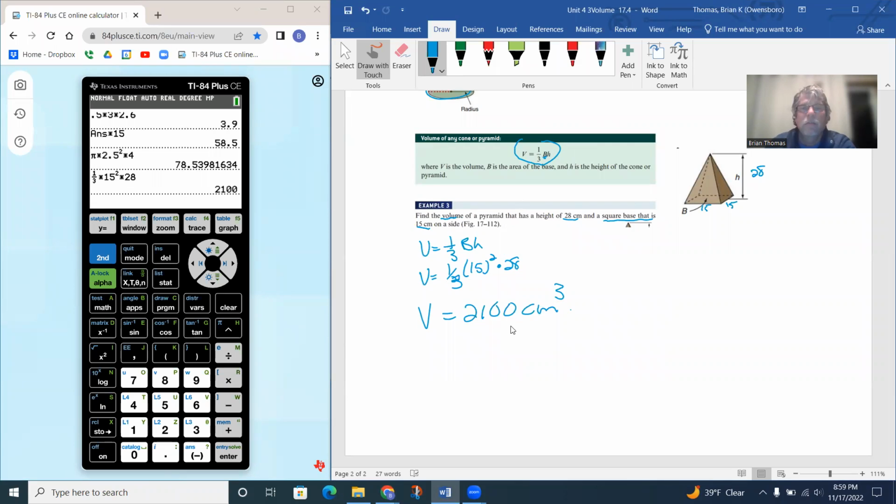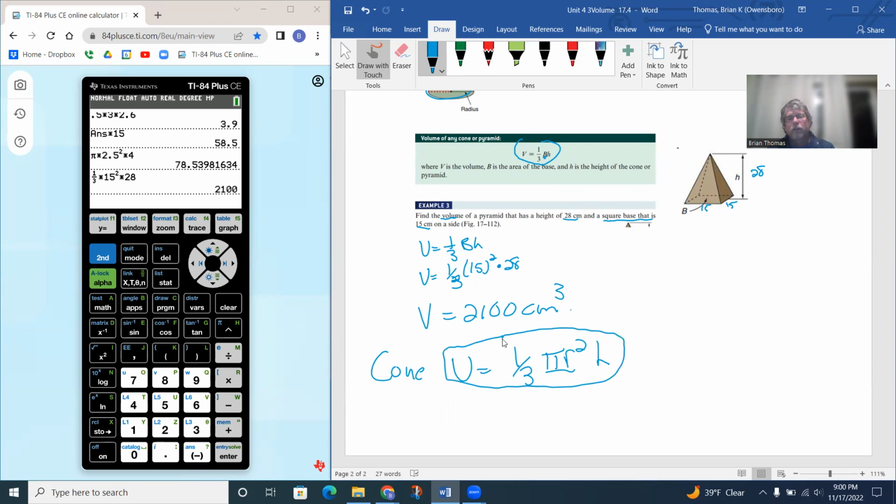Now, if we were doing a cone, the volume could be modified to be 1/3. Since the base is a circle, we could say pi r squared times the height. That's the area formula for a circle. So you could also use this formula to find the volume of a cone, just change it to pi r squared. So you need to know the radius and the height of the cone to determine the volume of the cone.